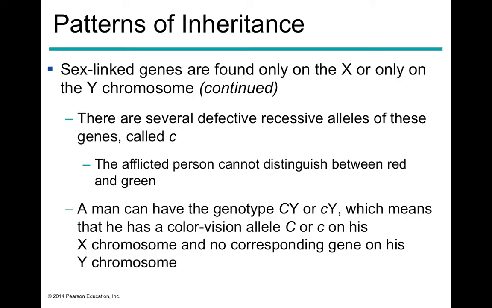So while a man can have a genotype of capital C Y or a lowercase c Y, that means he's hemizygous for either the dominant or the recessive allele. It means he either has a color vision allele or a non-color vision allele on his X chromosome and no corresponding gene on the Y. So he gets what he gets, and that is it.